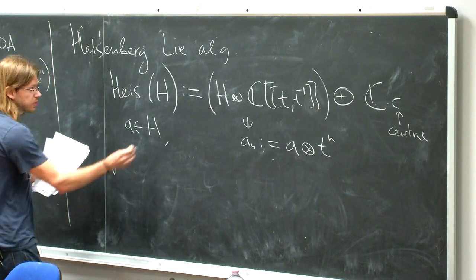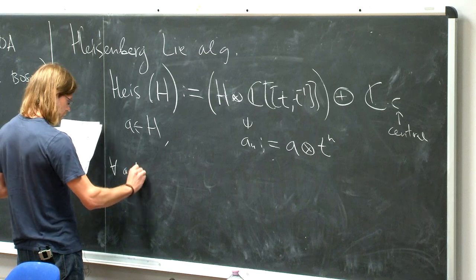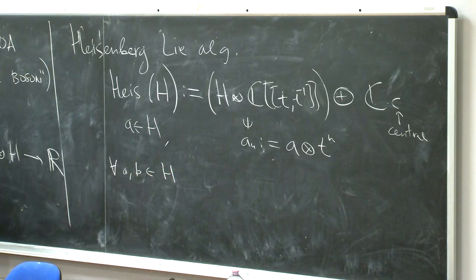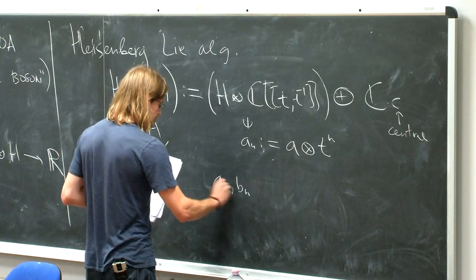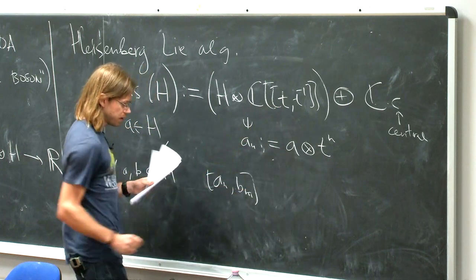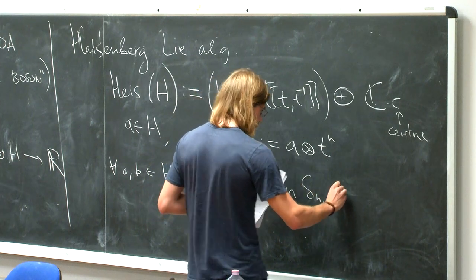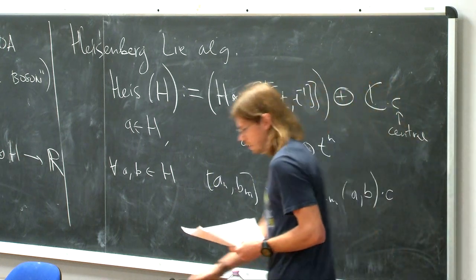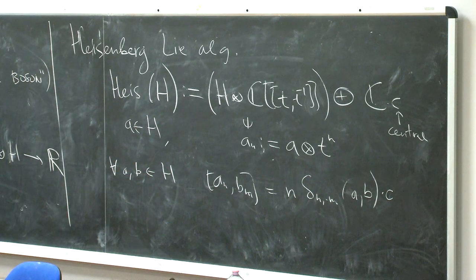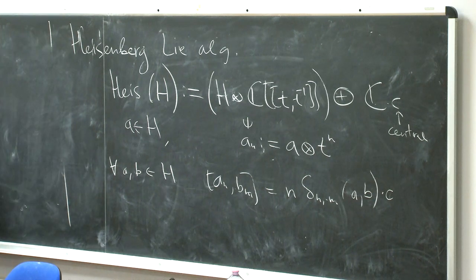Then the algebra structure on this vector space is given by the following relation. For any pair of elements A and B of H, the Lie bracket of the corresponding elements [A_n, B_m] is equal to n times delta_{n+m,0} times the pairing of A and B times C, the central one.